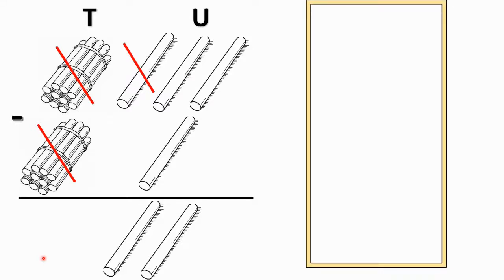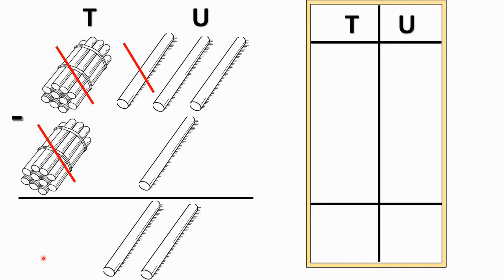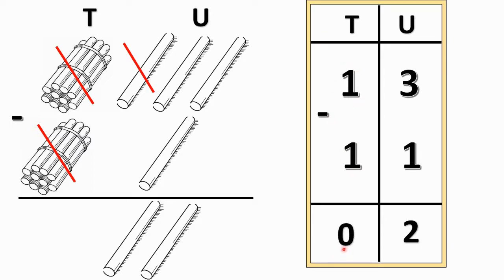First, we will draw the lines, then 13 subtract 11. First, we will see the units place. 3 subtract 1 is equal to 2, and 1 subtract 1 is equal to 0. So 13 subtract 11 is equal to 2.